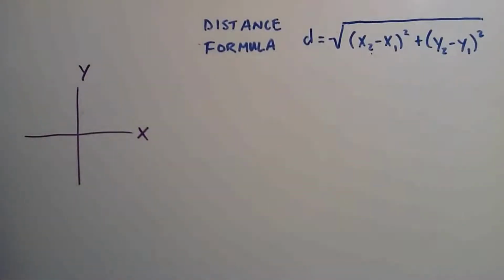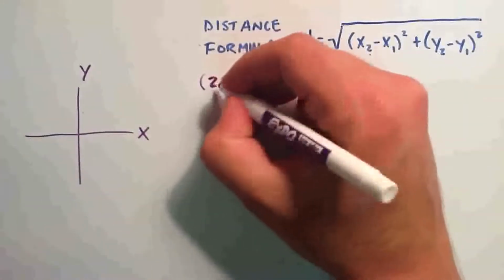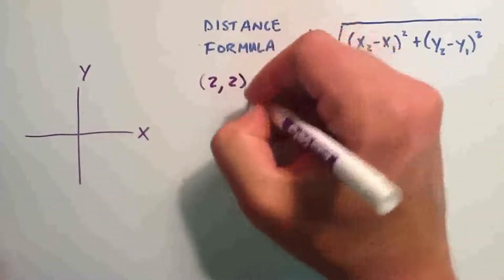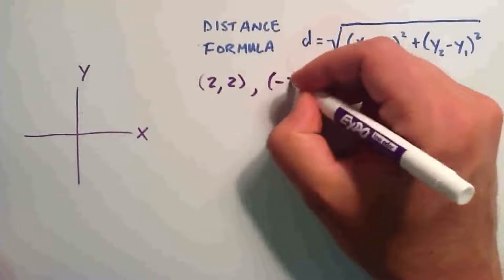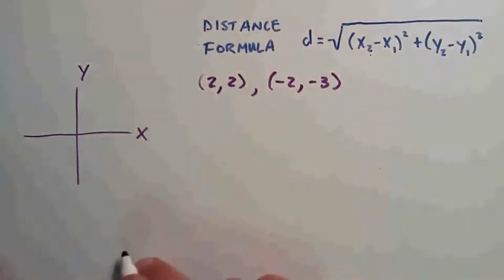Today I'm going to be showing you how to use the distance formula. So the distance formula tells us the distance between 2 points on an xy plane. So let's say that we have 2 points. Let's say the first point is (2, 2), and the second point is (-2, -3). And we want to find the distance between these 2 points.